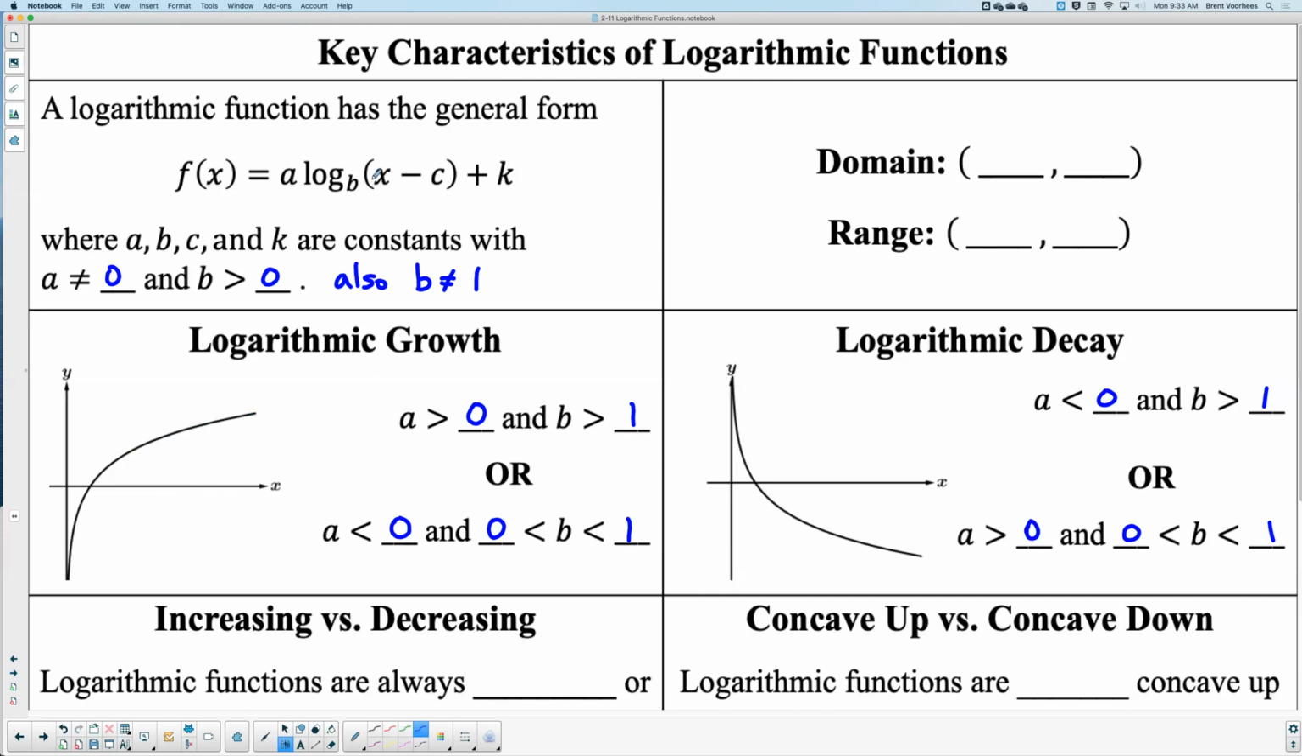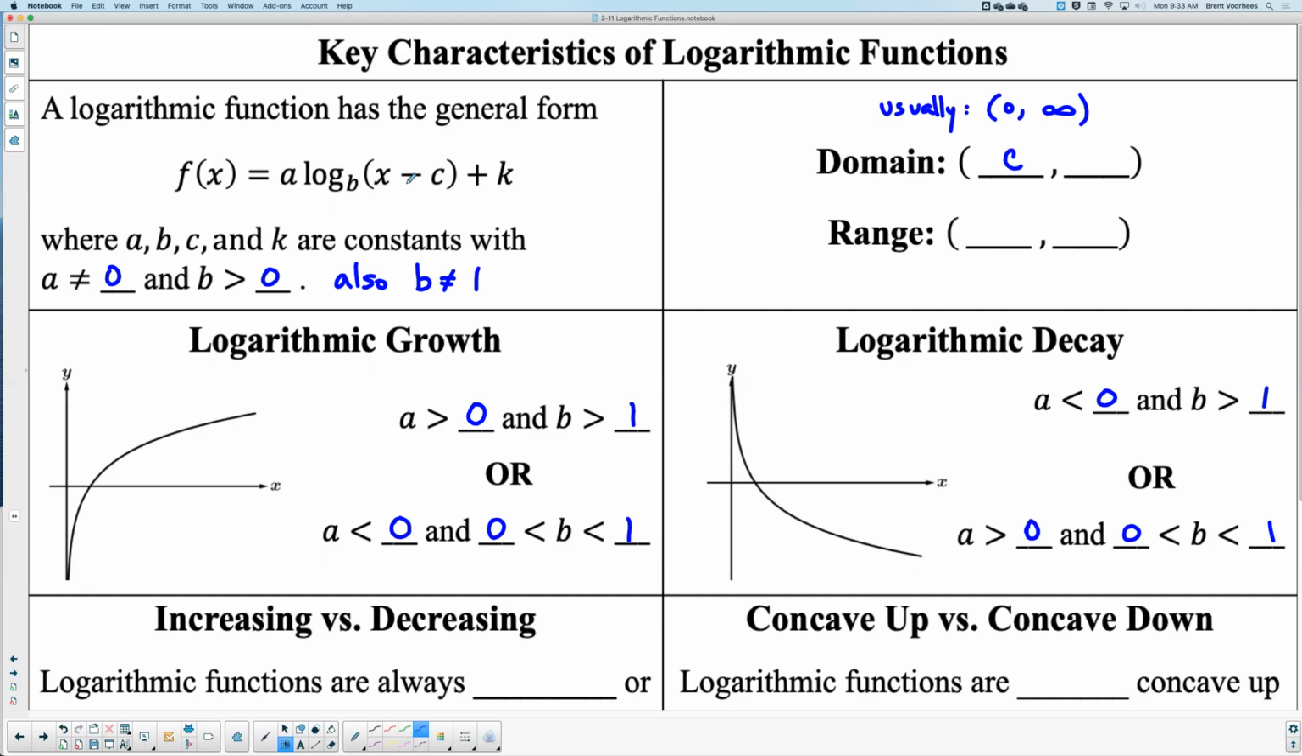Now, because of transformations, the domain is usually going to be 0 to infinity, meaning going left to right forever. However, because of this transformation, we could be shifted. So instead of saying 0, I'm going to put the letter C. Usually it's 0 to infinity, but because of translations, we could be shifted C units.